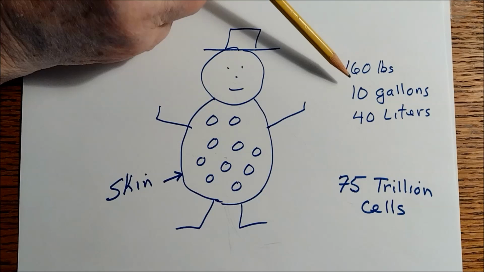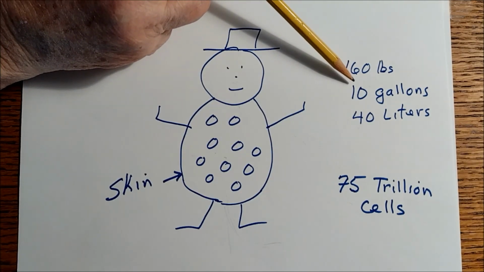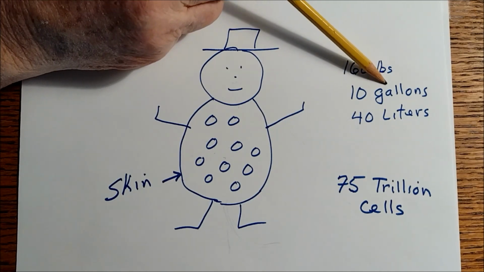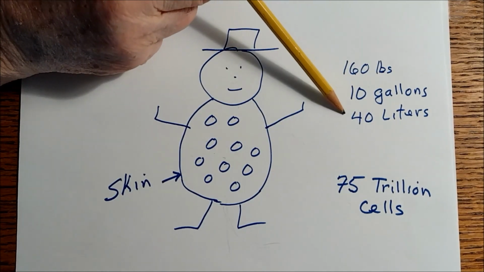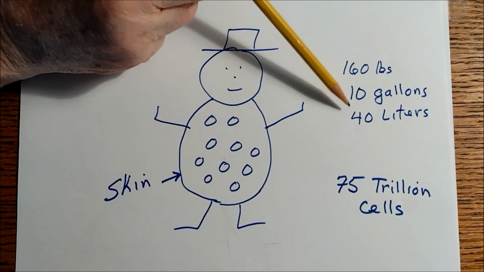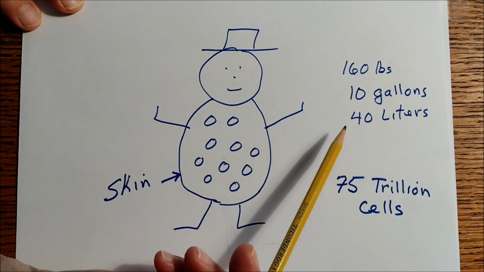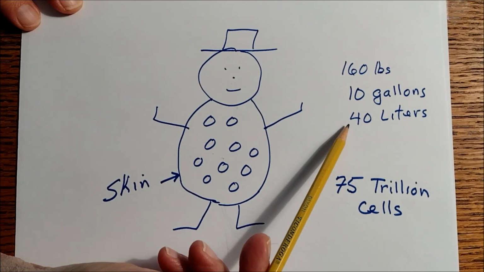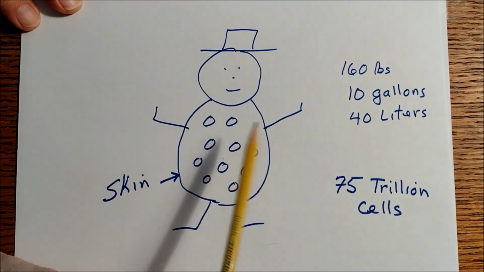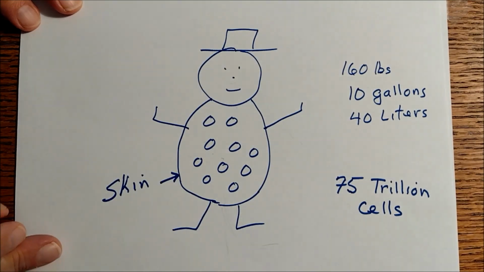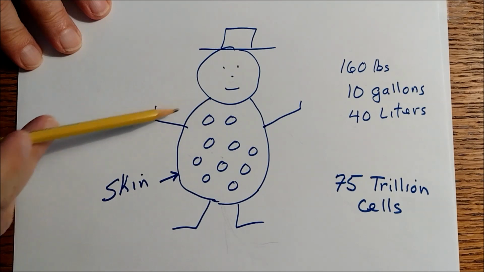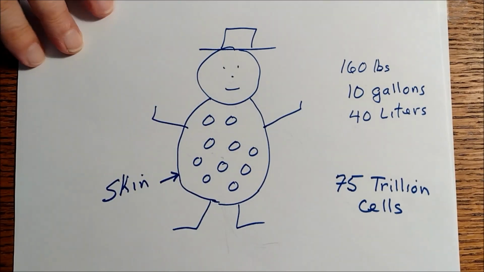Now, you all know what 1 gallon of milk looks like or weighs, but we have 10 gallons of water, which is equal to 40 liters. Now you can imagine a 2-liter bottle of Coke. Think about the 2-liter bottle of water, and you'll have 20 of those inside the human. And the skin, of course, is the bag that holds the pond inside.